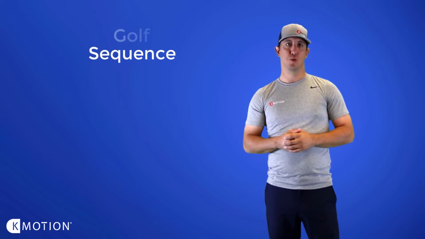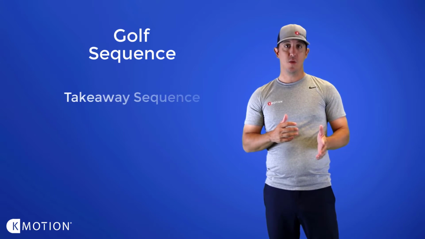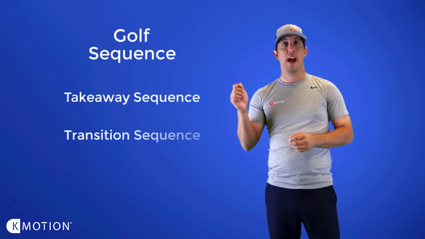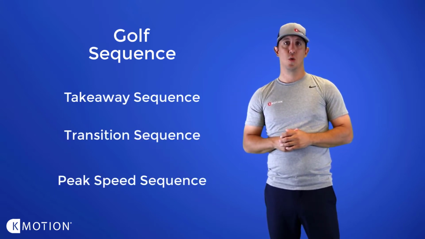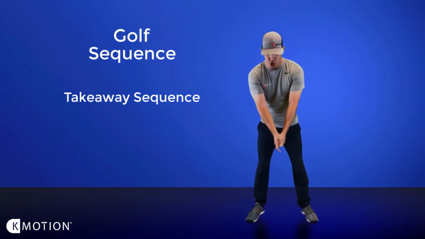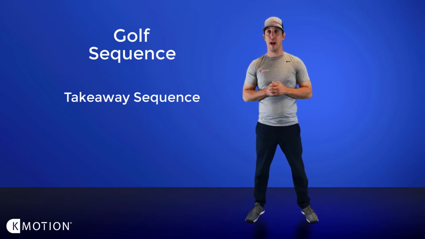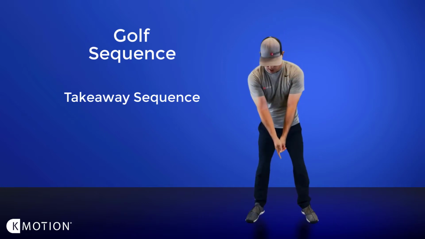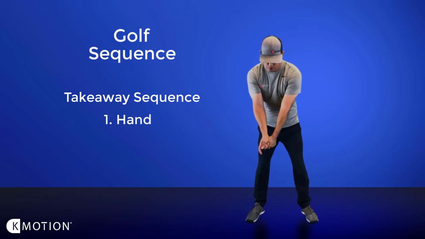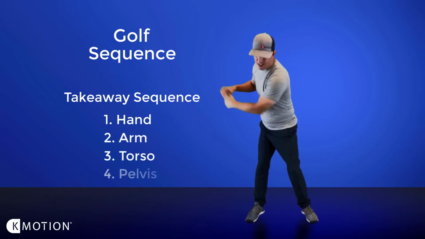So the first thing we're going to look at, we'll look at the golf side first. We look at three sequences when we talk about a golf swing: the takeaway sequence, the transition sequence, and the peak speed sequence. The takeaway sequence is, if I'm setting up to a golf ball, as I start my swing, what segments move in what order. So in an ideal world, we want to see the hand move first, or the club move first, then the arm, then the torso, then the pelvis last.